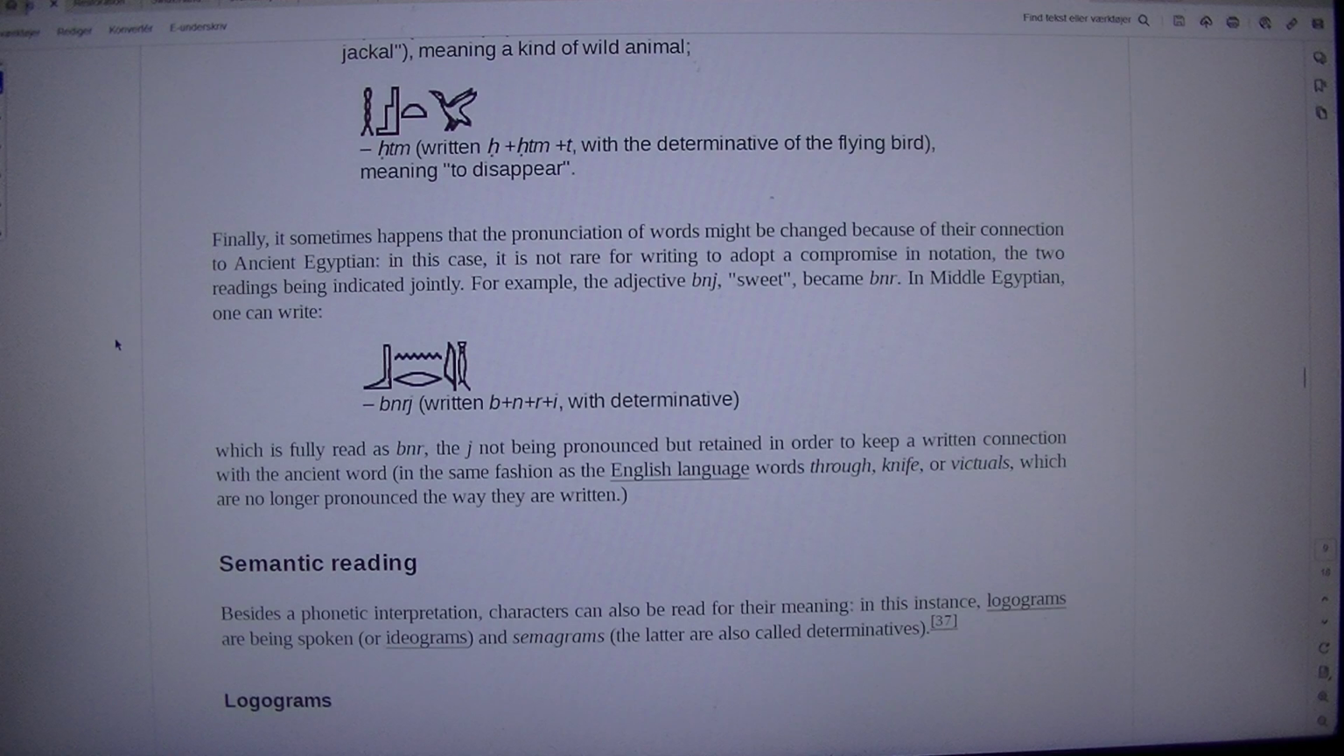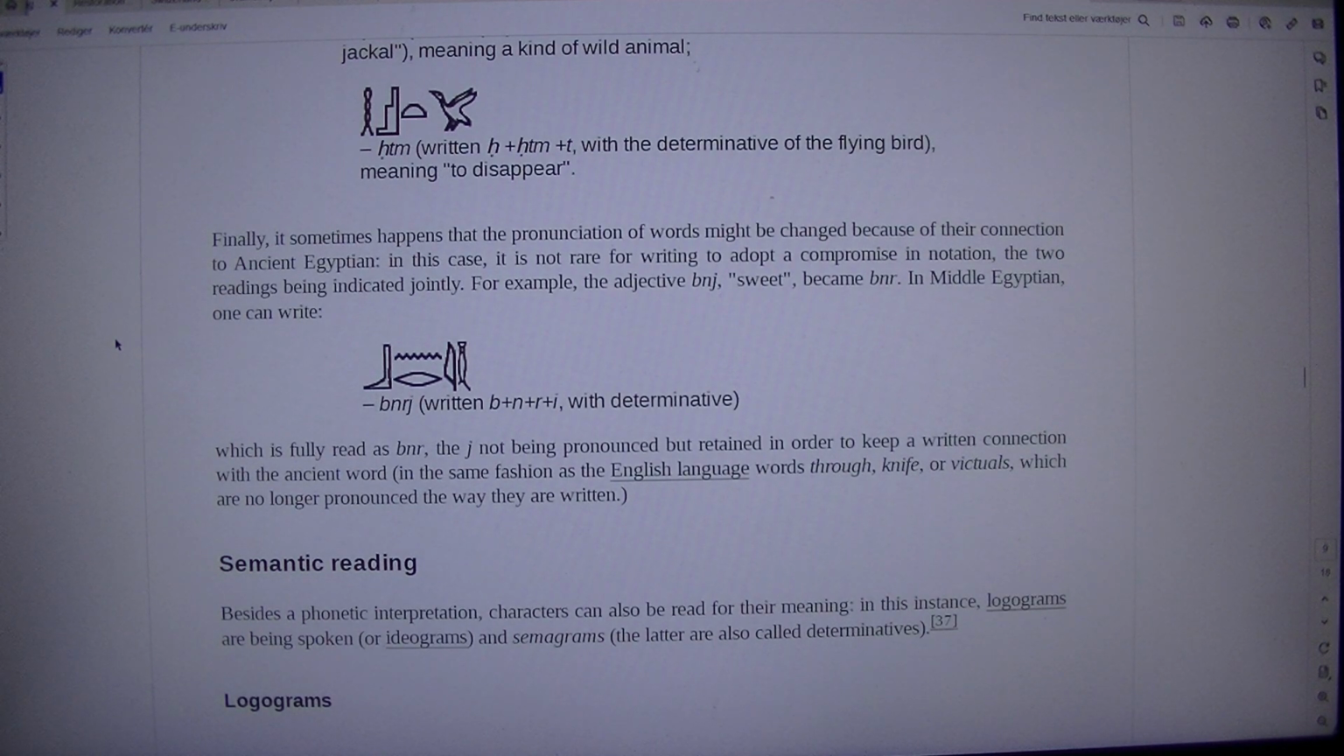Semantic reading. Besides a phonetic interpretation, characters can also be read for their meaning. In this instance, logograms are being spoken of, or ideograms, and semigrams. The latter are also called determinatives.